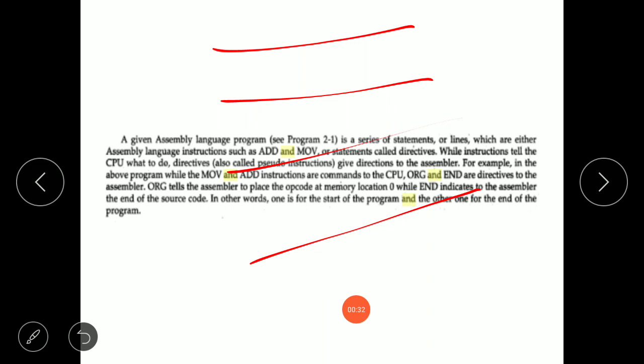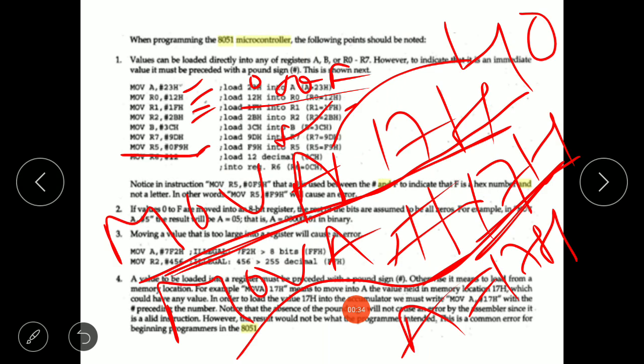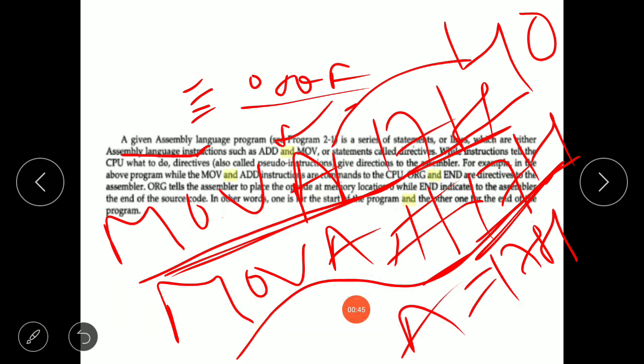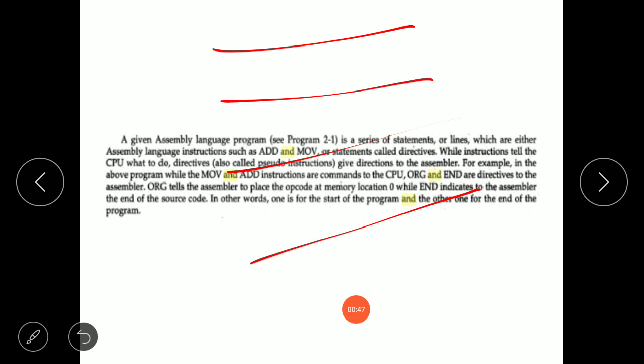So what are instructions? As you have seen in the previous program, any instruction like MOV A, 23H, MOV, ADD, these are called instructions. And what is the purpose of instructions? These instructions are for the CPU. They tell the central processing unit what to do. They tell the microcontroller what to do. Instructions like MOV, ADD, SUB tell the microcontroller what work they have to do.